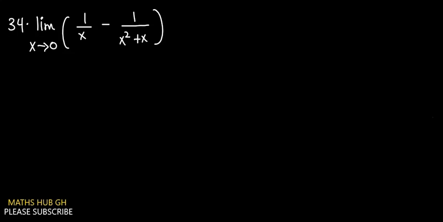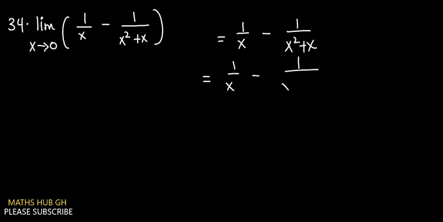Okay, so let's look at that. I'm going to transform the expression. You have 1 over x minus 1 over x squared plus x. Let's look at how I'm going to transform this. First of all, you're going to have 1 over x minus 1 over x multiplying x plus 1. Then I'll factor out 1 over x. So you're going to have 1 over x, bracket open, 1 minus 1 over x plus 1. This is what you are going to have.